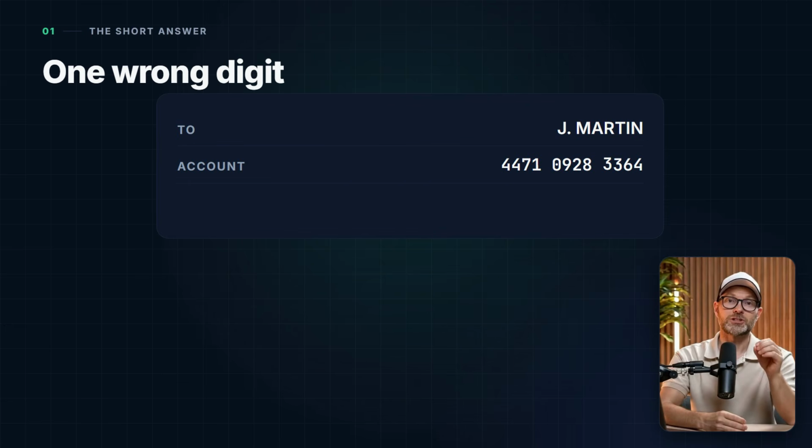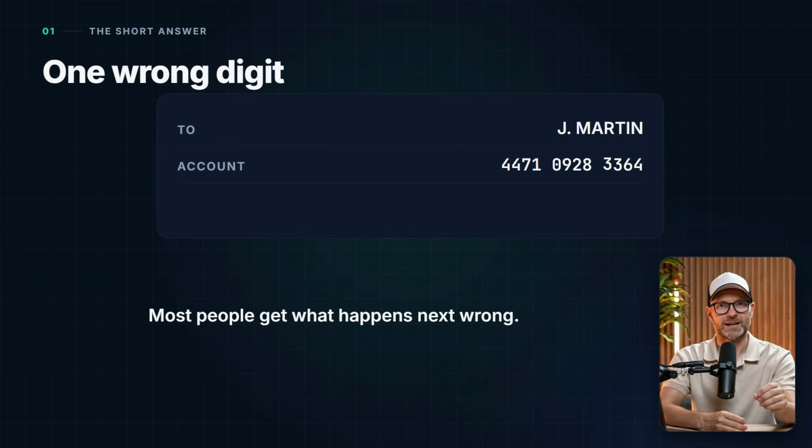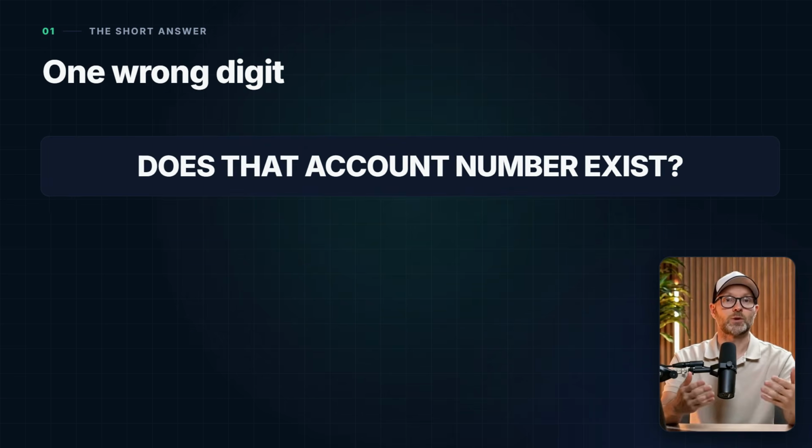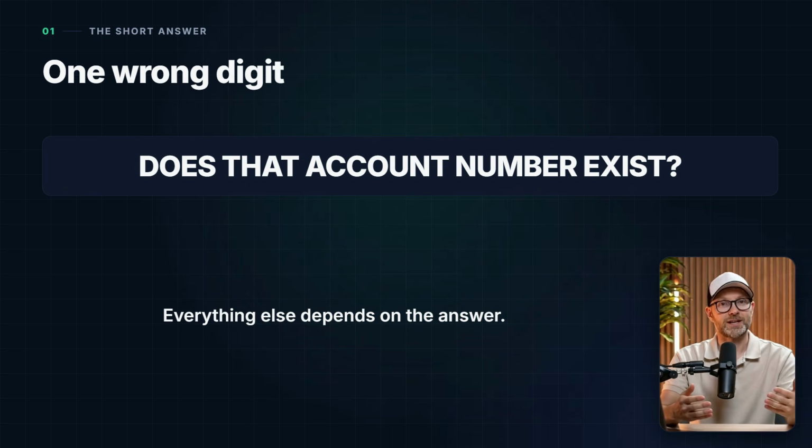You typed one digit wrong, you hit send, and now the screen is telling you the payment went through. Most people get the next minute wrong. They assume a bank can press undo. It usually cannot, and the reason is not laziness. It comes down to one question. Does the account number you typed belong to a real, open account?